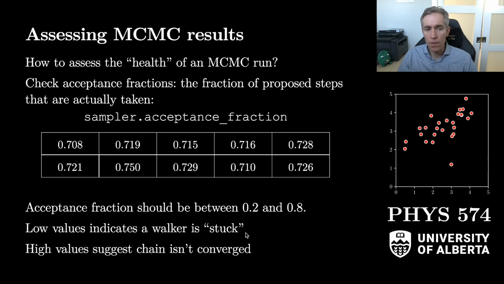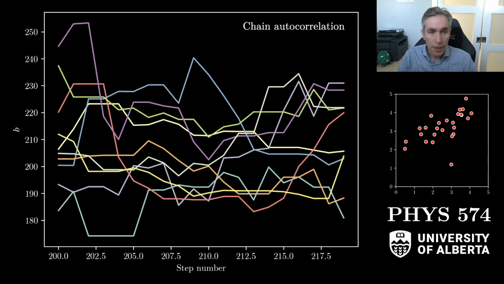If we see a low value, it's often one of your walkers gets stuck, and you can sort of see that it's not actually providing a good sampling. The next thing we want to check is a property that's called the chain autocorrelation.